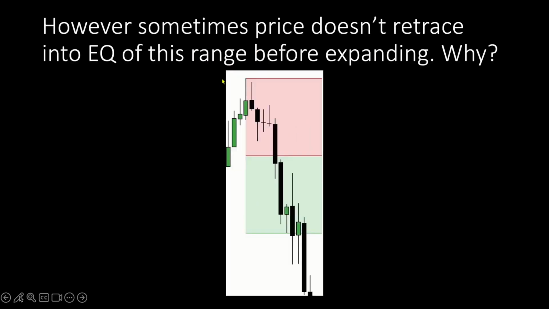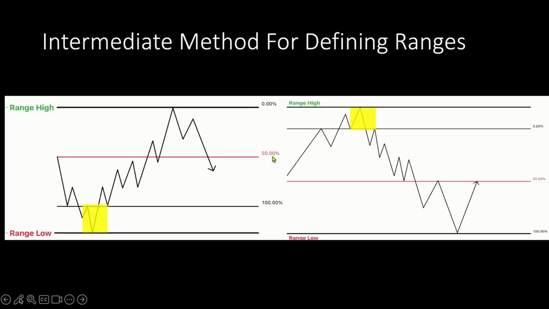However, sometimes price doesn't retrace into EQ of this range before expanding. Why does this occur? Why doesn't price retrace into a premium right here after we have seen displacement lower and then continues lower? Why does it just trade higher, trade into the CB, and then goes lower? You already heard me say there, it trades into this CB. But I'm not going to refer to that CB when explaining this, because I'm simply teaching you about ranges during this lecture. The intermediate method for defining ranges.